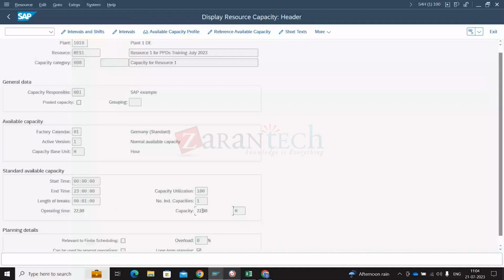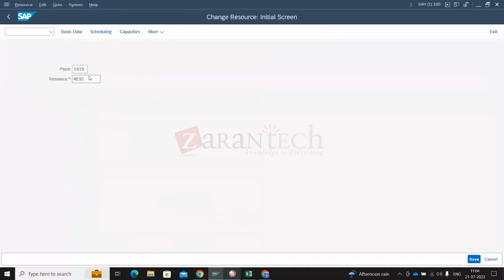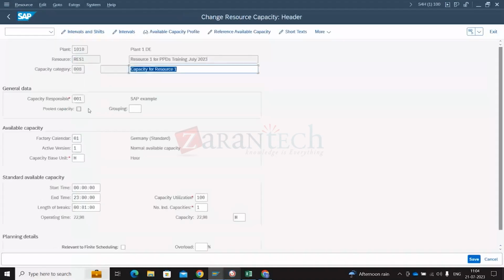I have to go in the change mode actually. Then we can try out things here. Okay. So how did it calculate this 20 to 98%? What if I just say 10% of availability? Then it calculated 2 hours and 30 minutes is my available capacity.